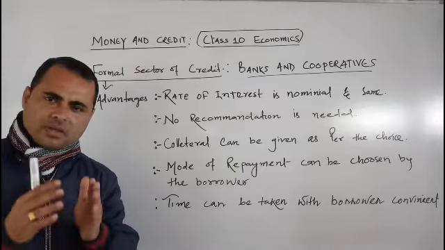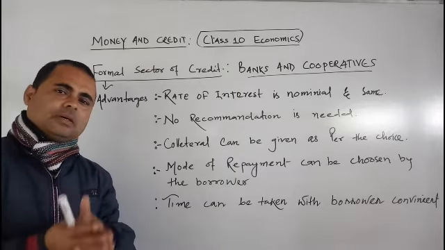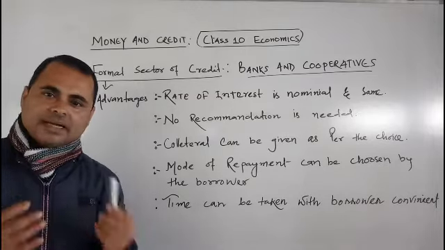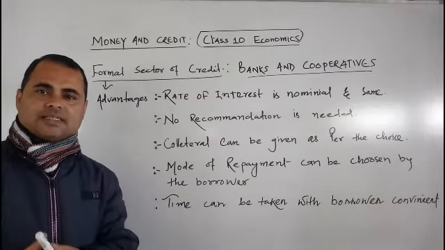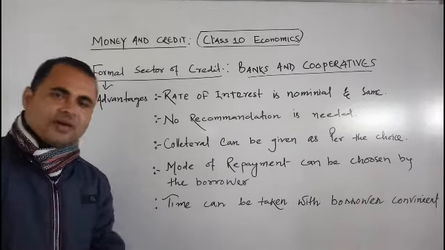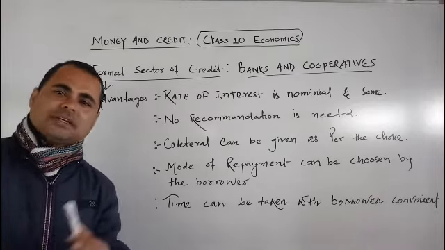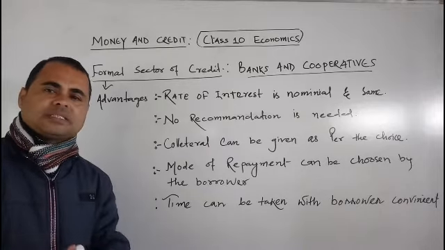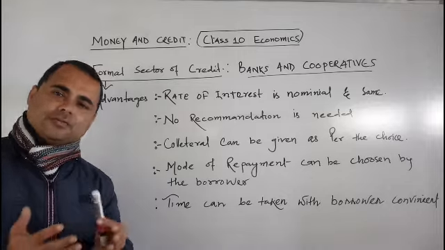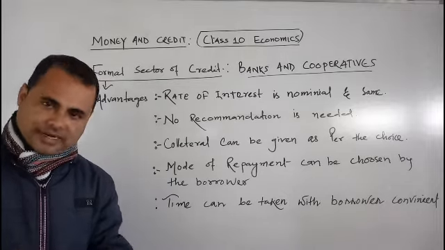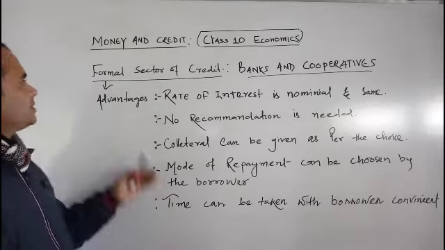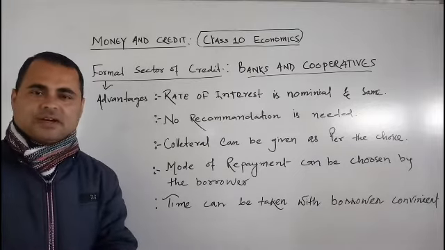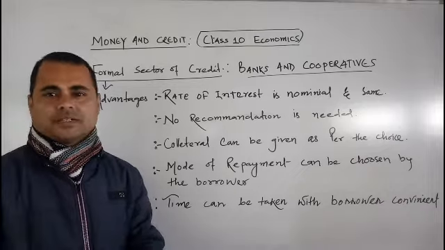That's why often people prefer to take a loan from the formal sectors of credit, but it has some disadvantages also. That's why today also, though we have reached the digitalized era, many people are basically depending on informal sources of credit. Why? Because the formal sources of credit have some disadvantages, and let us see what these are.